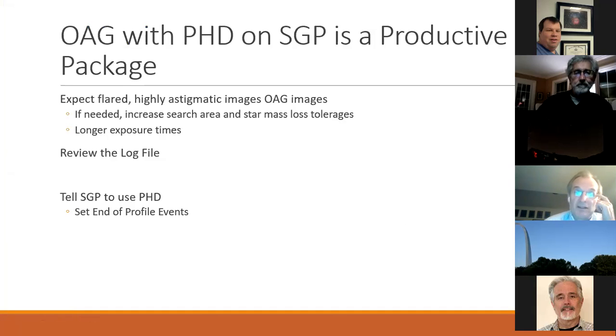Just before I go back into a few other details, it really can work well. It's a productive package, having PHD integrated with Sequence Generator Pro, and the off-axis guiding, as I've found, improved my guiding. I didn't have a huge number of problems with the on-axis guider, but I've noticeably improved things. It's the first time I've been able to get down to less than 1 arcsecond RMS guiding, but do expect flared, highly astigmatic images, and if needed, increase the search area and the mass loss tolerance, which might help if PHD is not willing to try.